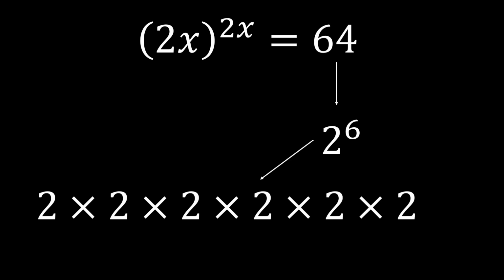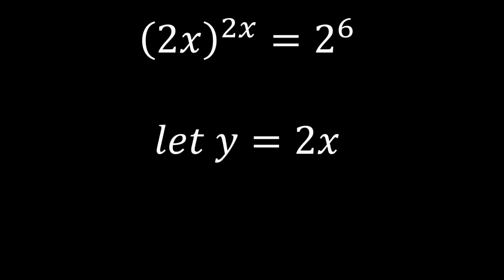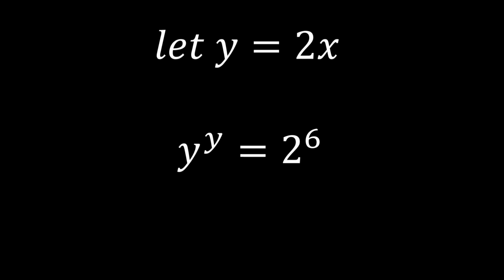First, recognize 64 equals 2 to the power of 6. That's important because our base, 2x, already contains a 2. We can rewrite the equation as 2x to the power of 2x equals 2 to the power of 6. Now we simplify. Let's say y equals 2x. The equation becomes y to the power of y equals 2 to the power of 6. So we're looking for a number y that raised to its own power equals 64.